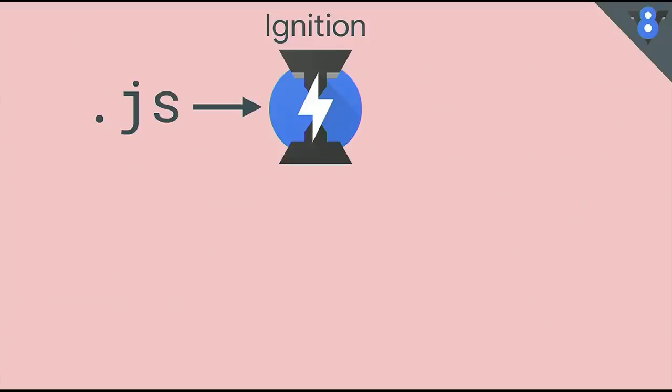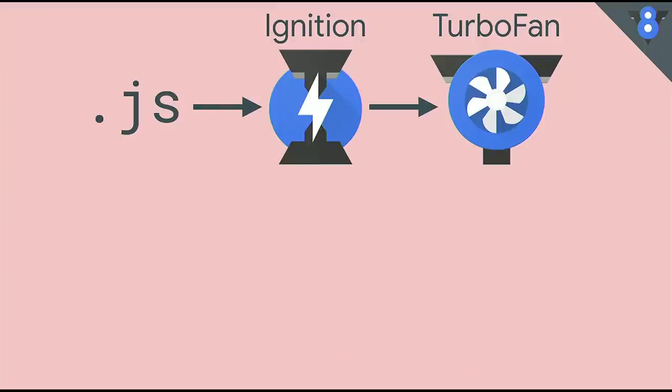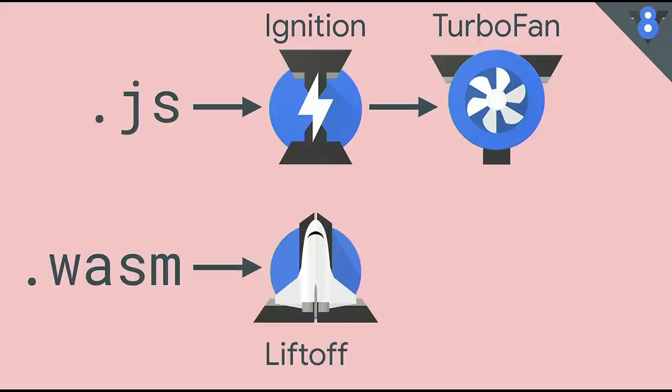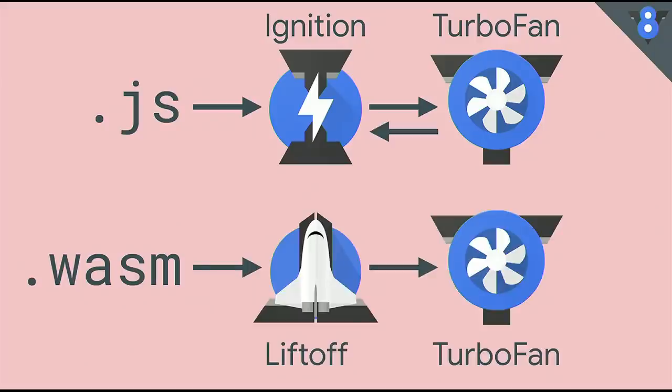JavaScript files and WebAssembly files have two different entry points to the engine. JavaScript files get passed to Ignition, which is V8's interpreter. It reads the JavaScript file as text, interprets it and runs it. While it's running it, it collects analytics data about how the code is behaving. That is then used by TurboFan, the optimizing compiler, to generate machine code. WebAssembly, on the other hand, gets passed to Liftoff, the streaming WebAssembly compiler. Once that compiler is done, TurboFan kicks in and generates optimized code.